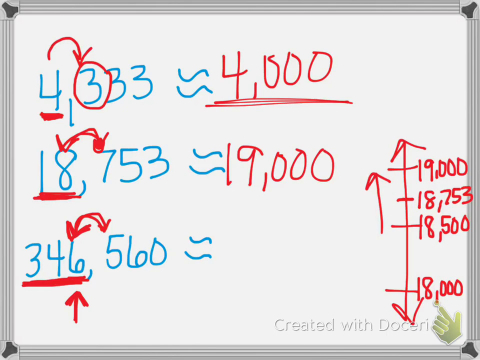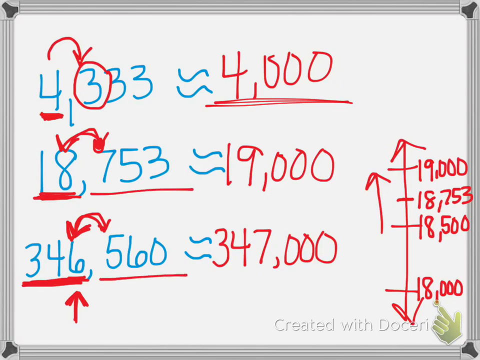So we would have 346 plus 1, which is 347,000. The rest become zeros. If we're rounding to the nearest 1,000, all the rest of the numbers to the right become zeros. You'll notice that right here. Okay?